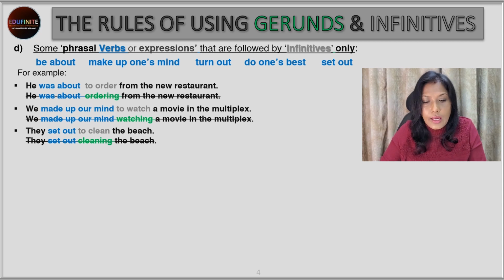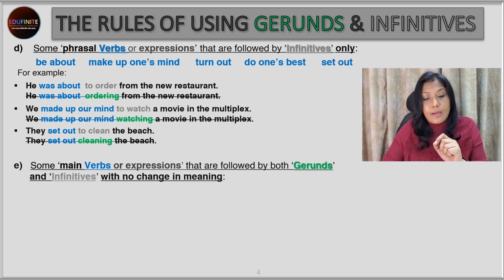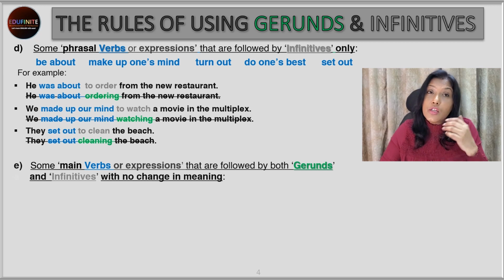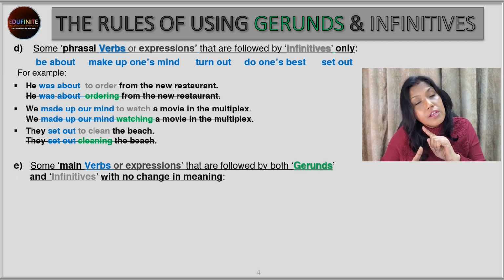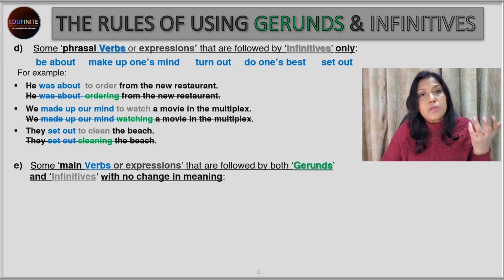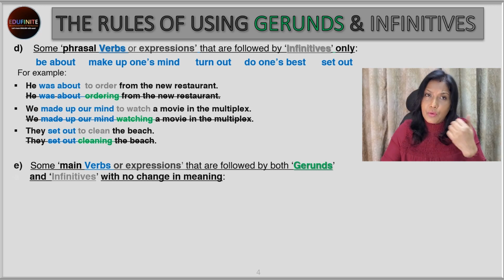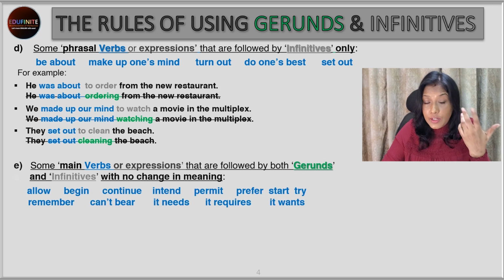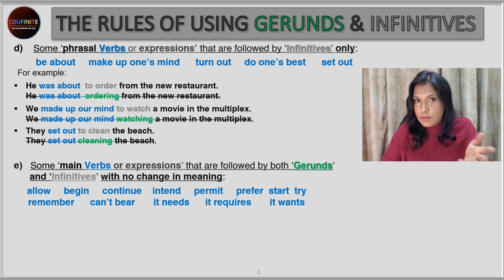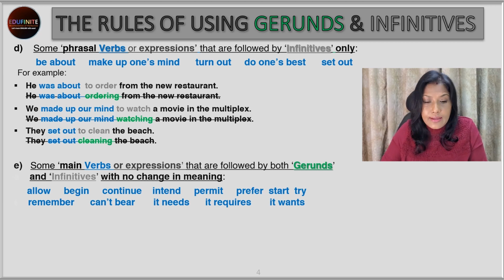That's wrong. Okay. The next one is some main verbs or expressions that are followed by both gerunds and infinitives with no change in meaning. So these main verbs, they can take both gerunds as well as the infinitive form of the verb, and their meanings remain the same. You can use either of them, whichever you feel like. So those verbs are allow, begin, continue, intend, permit, prefer, start, try, remember, can't bear, it needs, it requires, it wants, and likewise. So let's look into some of the examples.